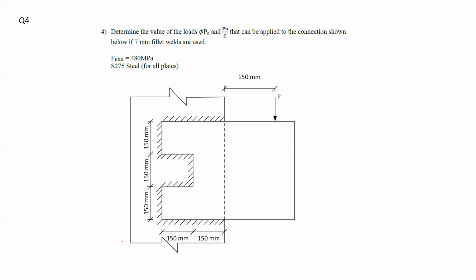Now, continuing with problem number 4, it says in this problem, determine the value of the factored loads according to LRFD and ASD that can be applied to the connection shown below if 7 millimeter fillet welds are used. We are given the information about the weld and the steel for the plates. Now, as you can see here, I have the fillet weld that goes in this shape, and I have the applied load P. So someone might confuse and say that, okay, I have these dimensions, 115 here, but does it include the 7 millimeters or not?